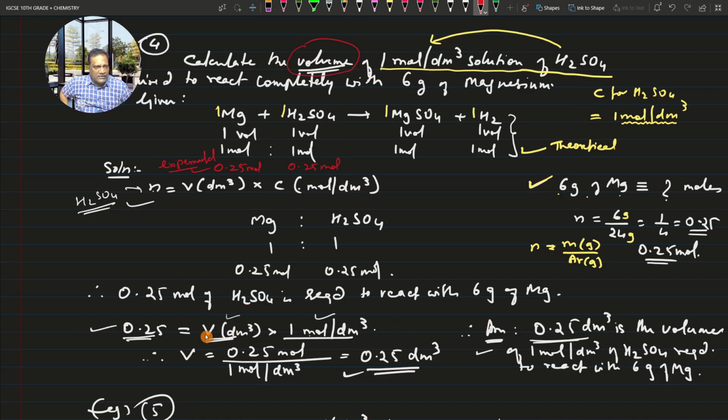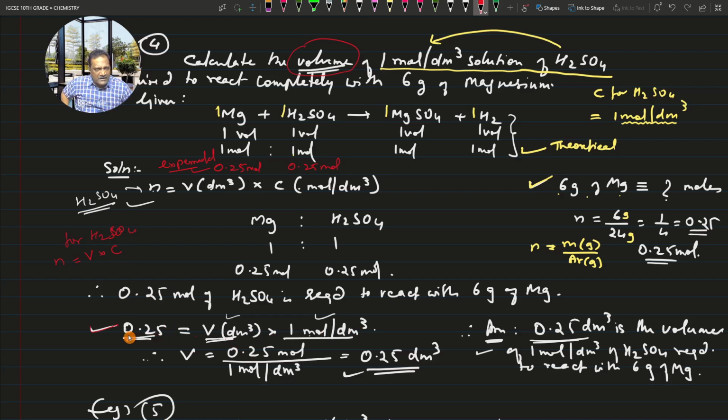So using this formula, N is equal to V into concentration. N is equal to V into concentration. This formula we are going to use for sulfuric acid now. Okay, H2SO4. Right. So for sulfuric acid, N is equal to V into C. So for sulfuric acid, we will take how much mole? 0.25. Okay, equal to V in volume. So that is what we want to find out. So that I am keeping as it is. V in decimeter cube multiplied by the concentration of sulfuric acid, which is given as 1 mole per decimeter cube.